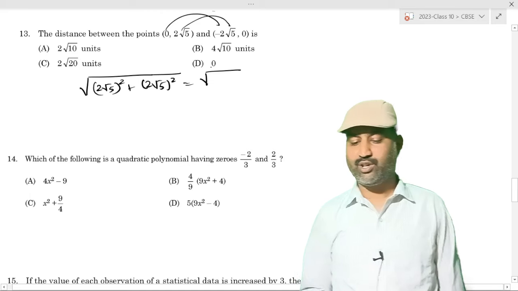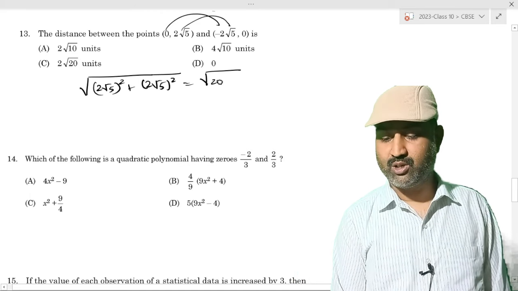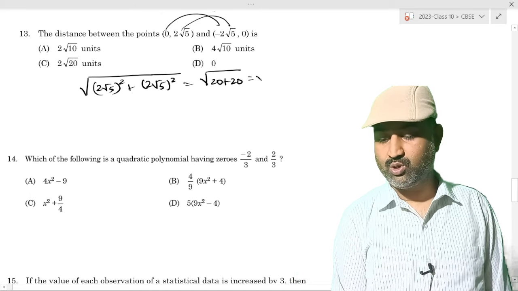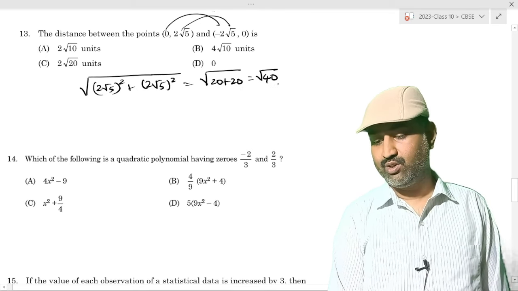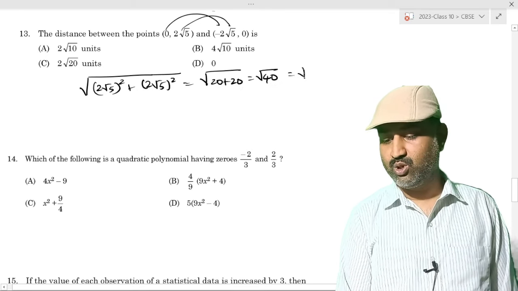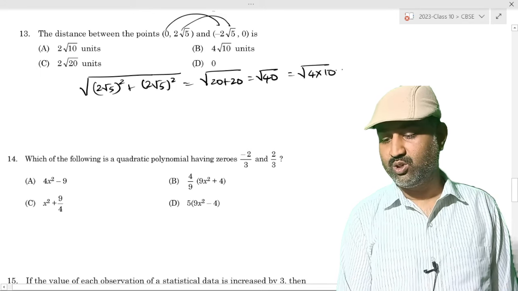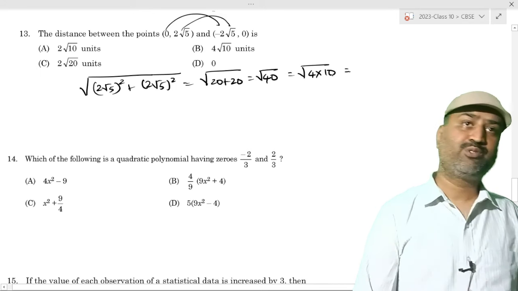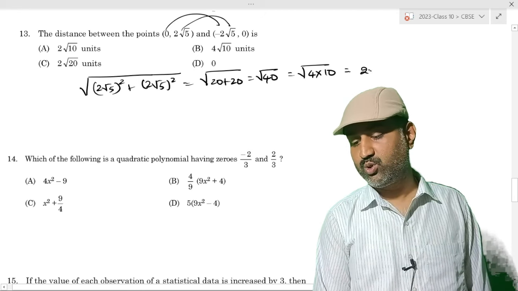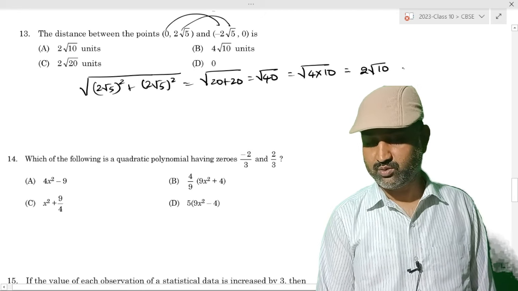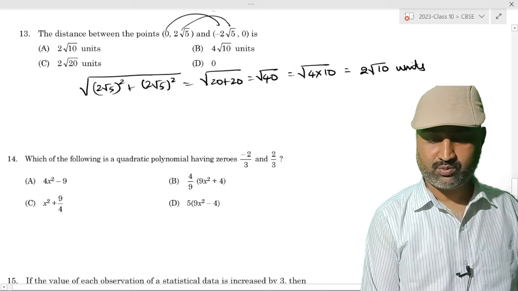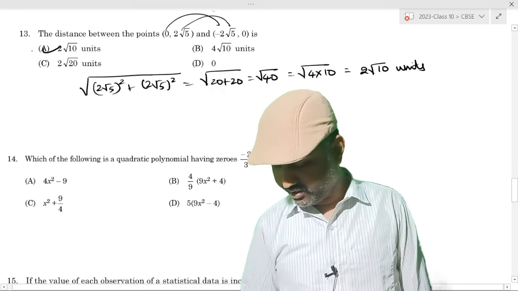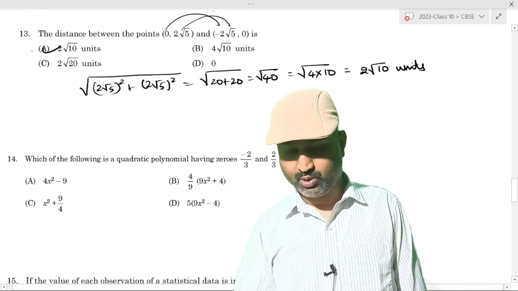4 5s are 20. 20 plus 20 is equal to root of 40. Root of 40: 4 tens are 40, therefore it is root of 4 into 10. If 4 comes out of the square root, it will become 2 root 10 units, right? Therefore, the answer is option A, 2 root 10.